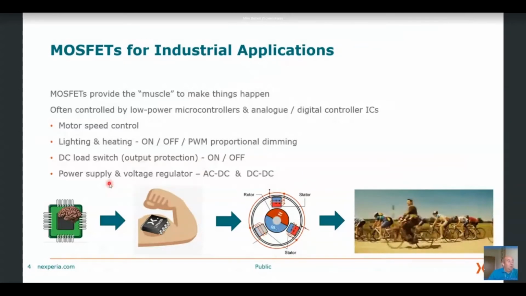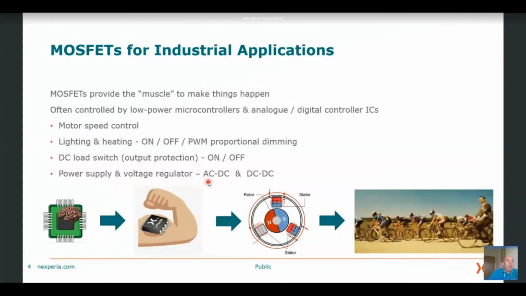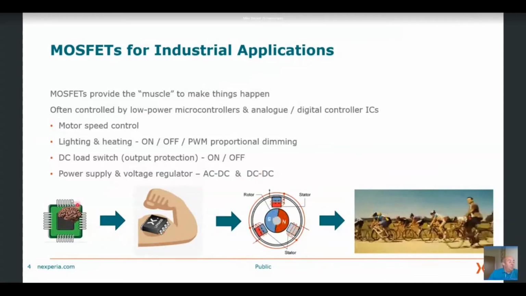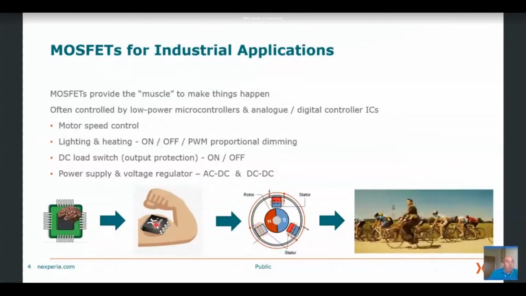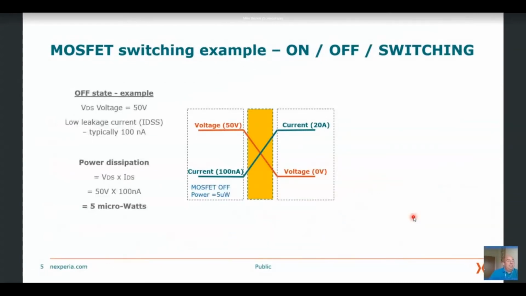And then there's a whole load of different applications in power supply and voltage regulator. So typically AC to DC power supply or DC to DC, like a buck regulator, those kind of applications. And as you can see, you've got the microprocessor, the intelligent bit, and you've got the MOSFET, which really is the muscle of the system. That's controlling the voltage and the current to the load, and that's what makes the cool stuff happen in your application.